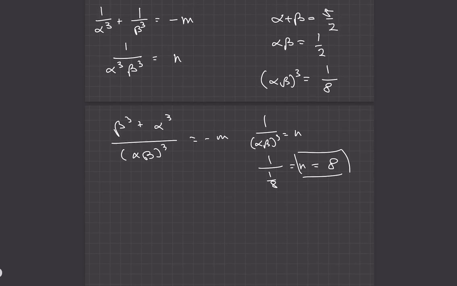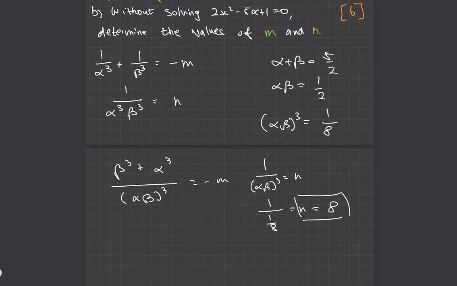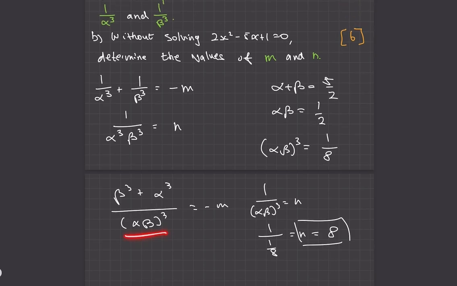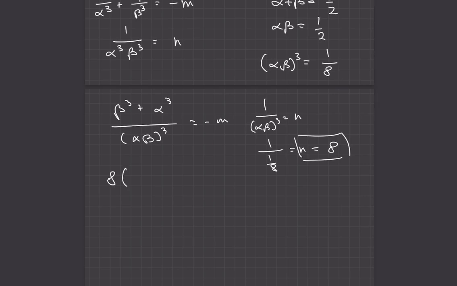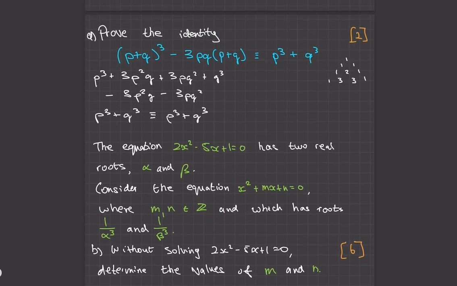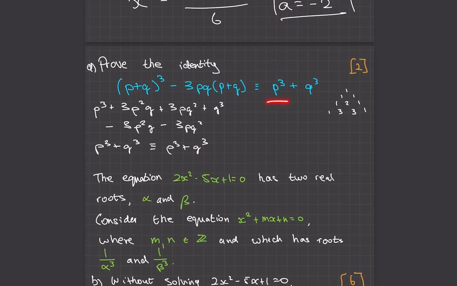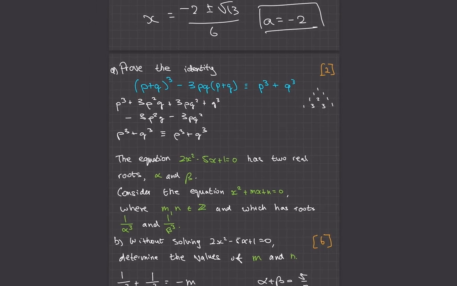Now the second one's a lot more difficult, but the reason I said the first part is going to be necessary is, we know what (alpha beta) cubed is, right? We know that that's going to be 1 over 8, so when we do 1 over that, that's just going to be 8 times (beta cubed plus alpha cubed) is equal to minus m. Okay, and then I want to go all the way back up here. Beta cubed plus alpha cubed is equal to this. And if you look at this, we have the sum and we have their product, and we know the value of these from before. So what do we write down?